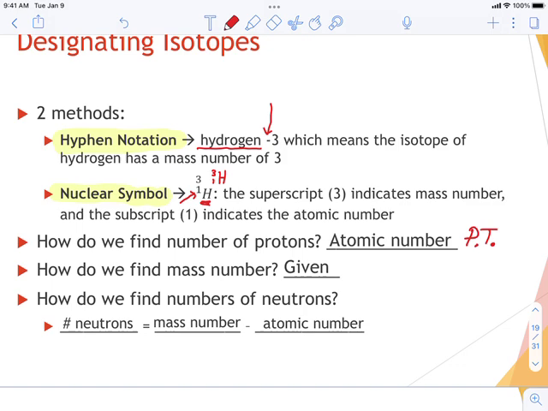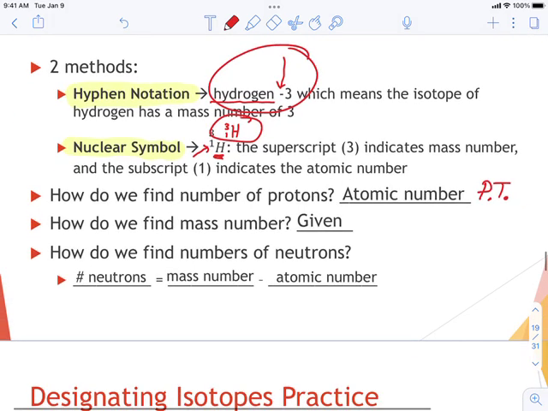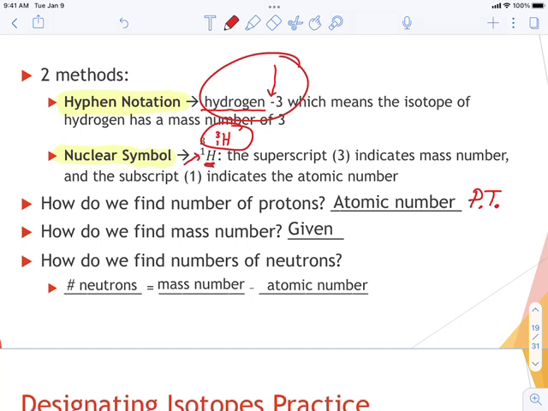How do we find the mass number in these isotope problems? Well, a lot of times it's going to be given to us, right? In both of these notations, mass number is given. How do we find the number of neutrons? Here is the formula. So neutrons equals the mass number minus the atomic number.